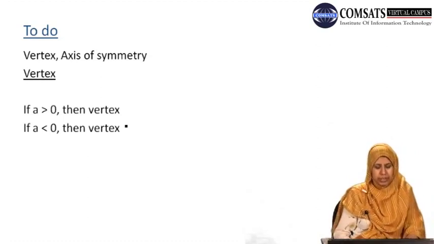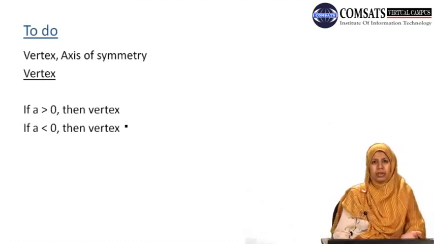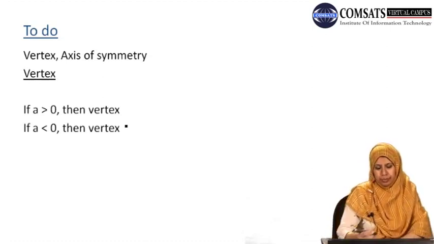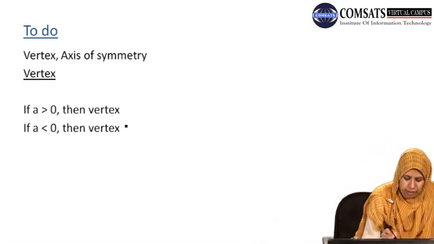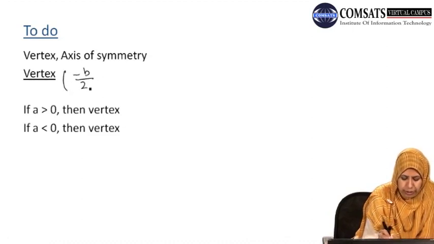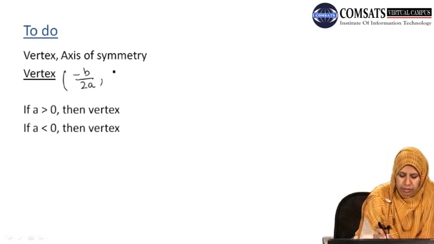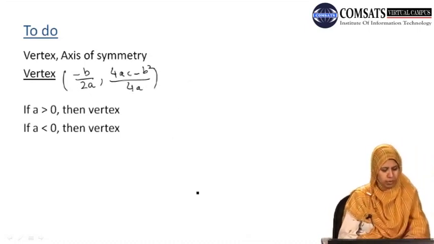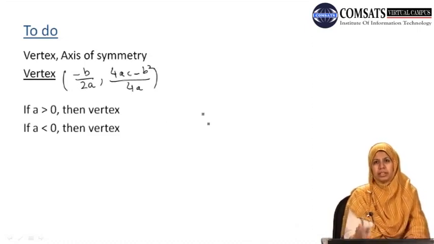Now the vertex is basically the point of the parabola, or of our graph, where the graph changes its direction. The vertex is given by the formula with x coordinate as minus b over 2a, and y coordinate as 4ac minus b square over 4a, where a, b, c are the constants of our quadratic equation, with a different from 0.